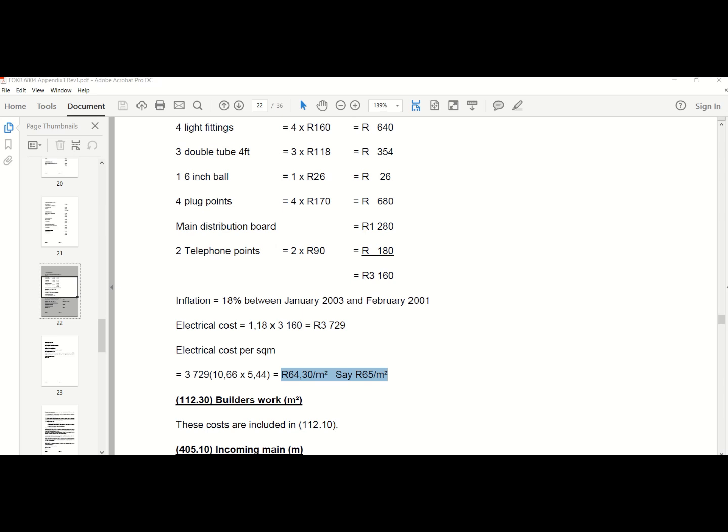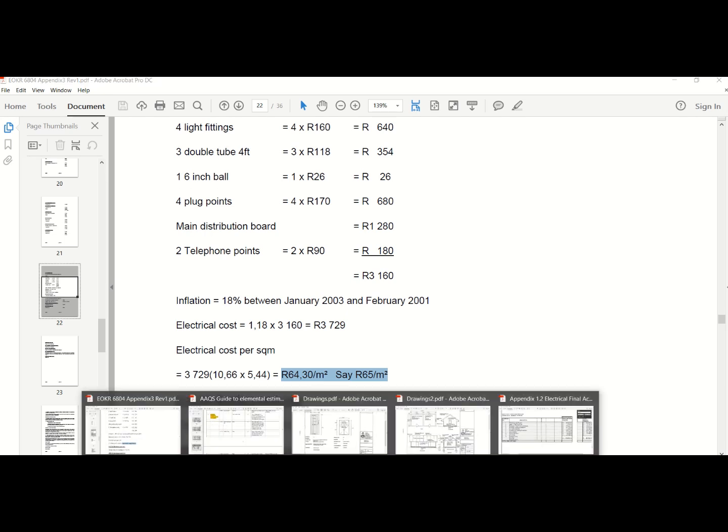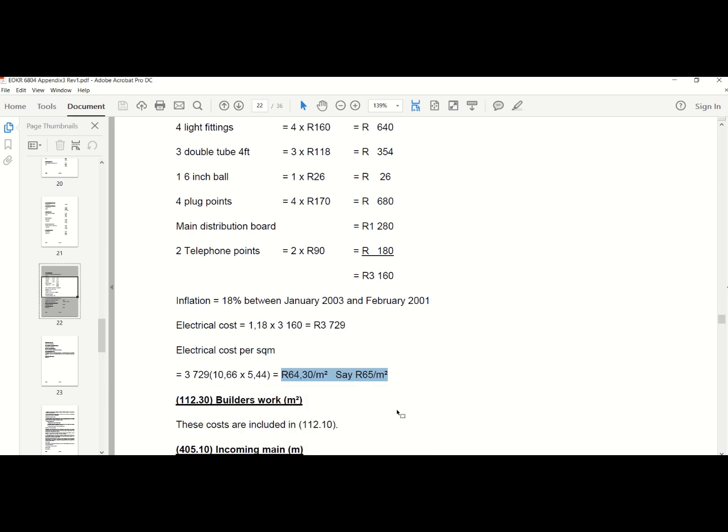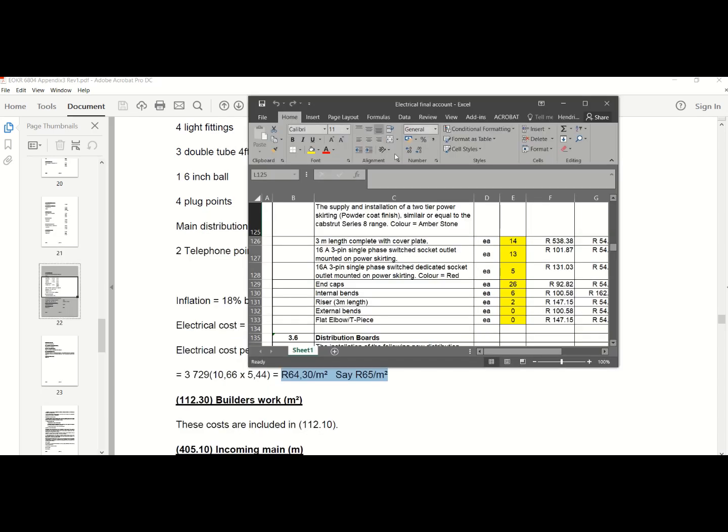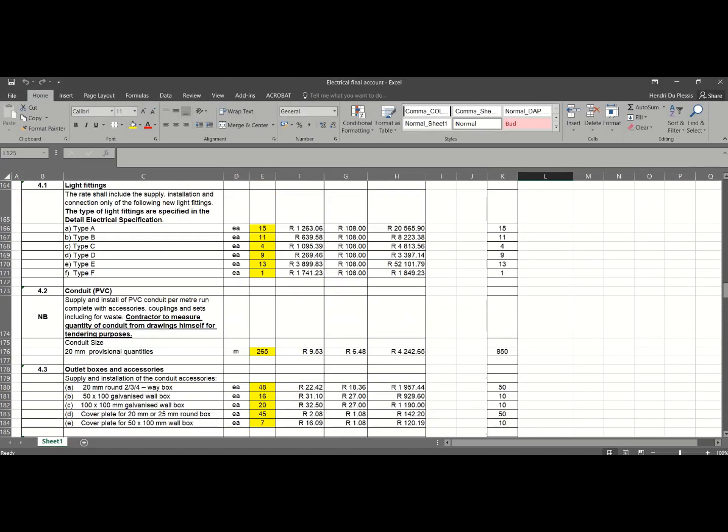So in our instance, just to go back to, sorry, let me just navigate to that one. Closed it. Okay, so let me just quickly open that again. Final account. Okay, wrong one. Here we go. Electrical final account. So let me just put it here again. Let's just scroll down to the bottom.